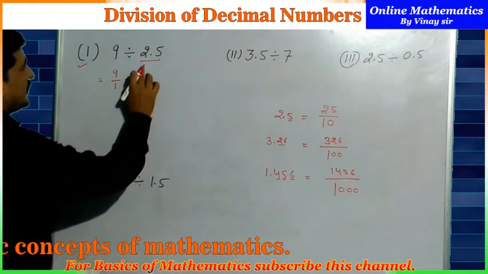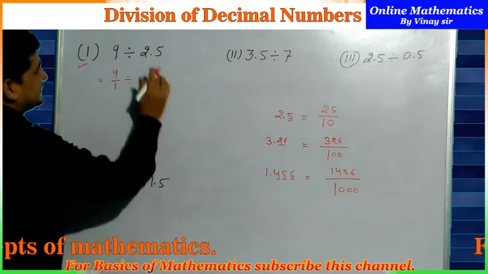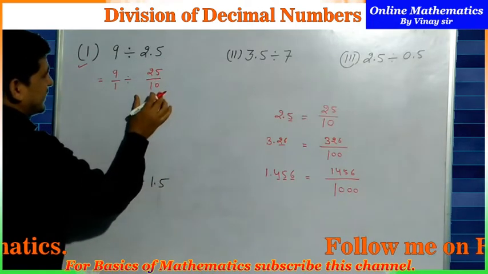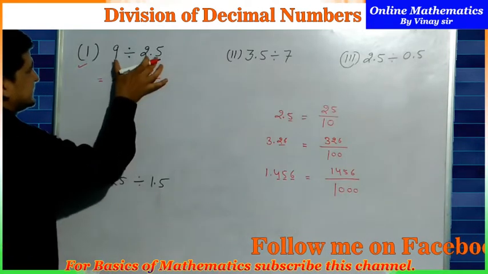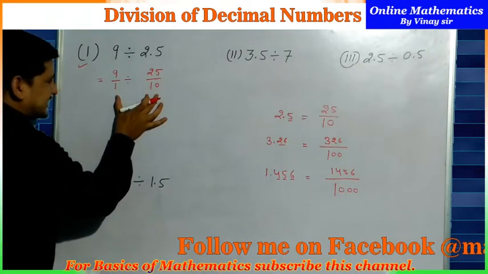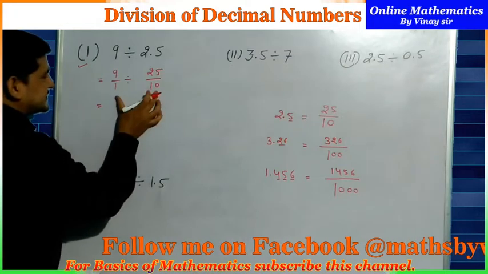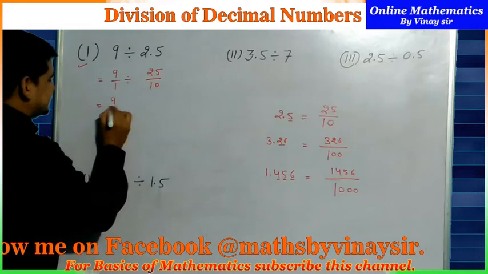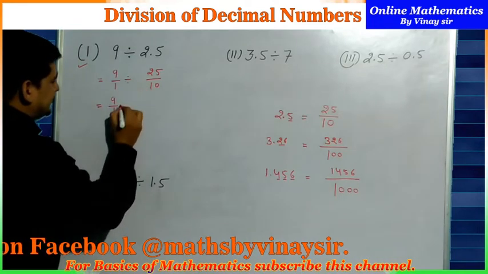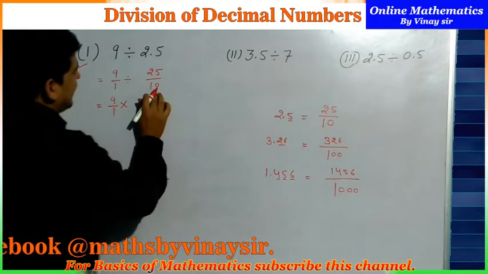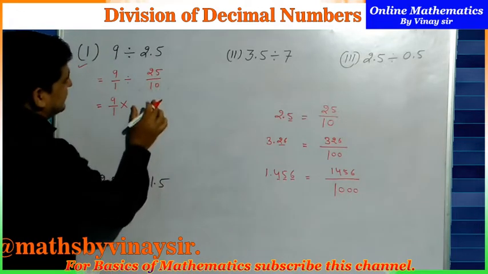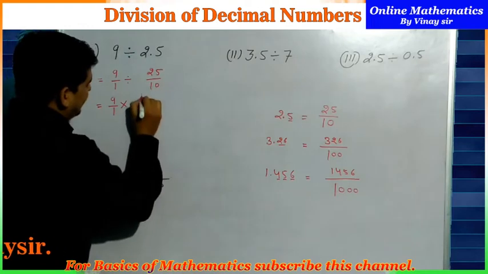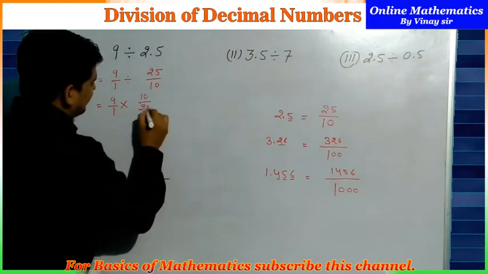Here in this case we have 2.5, so simply this 2.5 can be written as 25 upon 10. Now you can see we have changed these two numbers into the form of fractions. Simply we have to apply the procedure for dividing two fractions. The first term will be written as it is, that is 9 upon 1. The division sign will be changed into multiplication, and we write the reciprocal of the second term, that is 25 upon 10. The reciprocal of 25 upon 10 will be 10 upon 25.